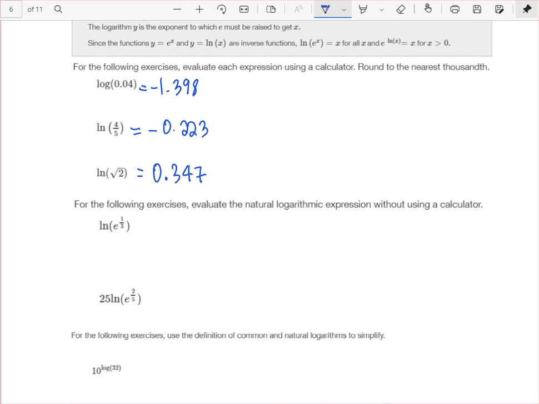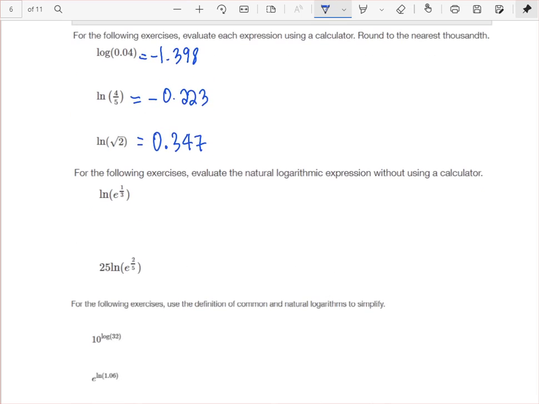So again, at any point, feel free to stop the video, pause it so you can check with your calculators yourself. Don't just trust that you'll be able to do it. And then here, when you have the ln and the e together, they kind of cancel each other out, and we're going to do a lot more of that with equations later.